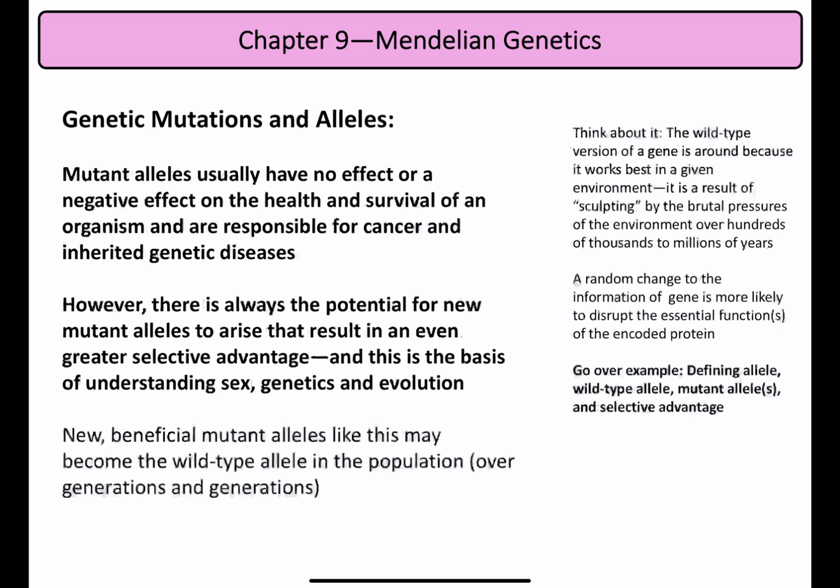And I'm going to take you through 2 examples to understand these new terms. We're going to understand the terms allele, wild-type allele, mutant allele, and selective advantage.